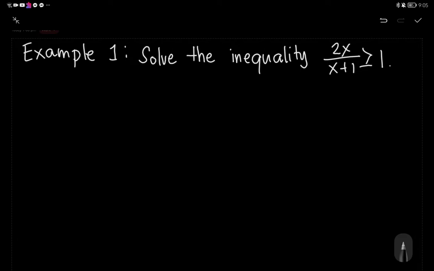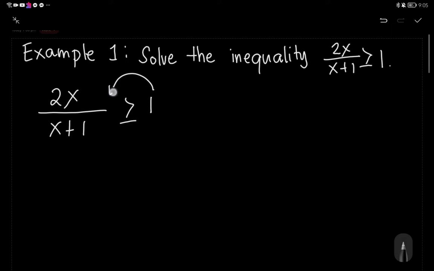Now let's have example number 1. Solve the inequality 2x over x plus 1 is greater than or equal to 1. Now, the first thing you're going to do is to transfer 1 to the other side, leaving this side to 0. That becomes 2x over x plus 1, from positive 1 going here, that becomes negative 1 is greater than or equal to 0.